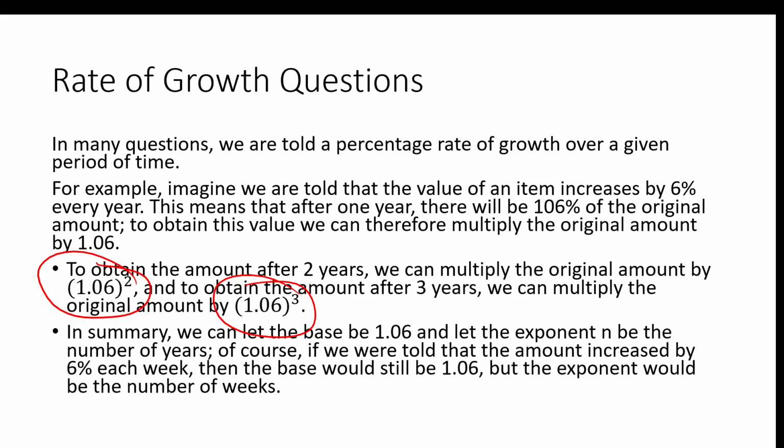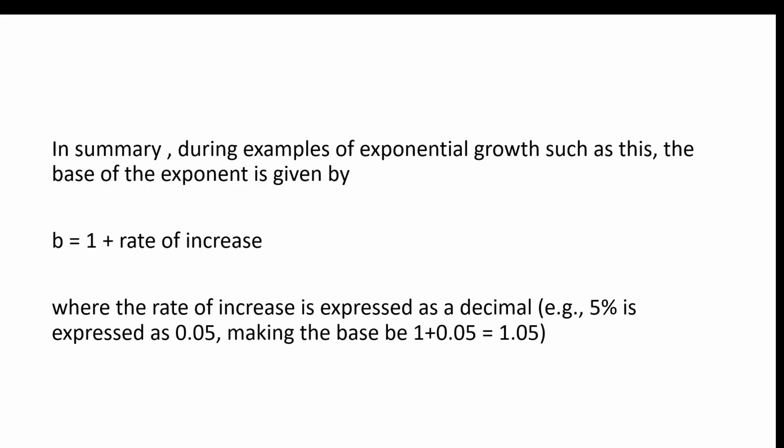Of course, if we were told the amount increased by 6% each week, then the base would still be 1.06, but the exponent would be the number of weeks. In summary, in examples of exponential growth such as this, the base of the exponent is given by B equals 1 plus the rate of increase, with the rate of increase expressed as a decimal. So for example, 5% would be expressed as 0.05, meaning the base would be 1 plus 0.05 equals 1.05.